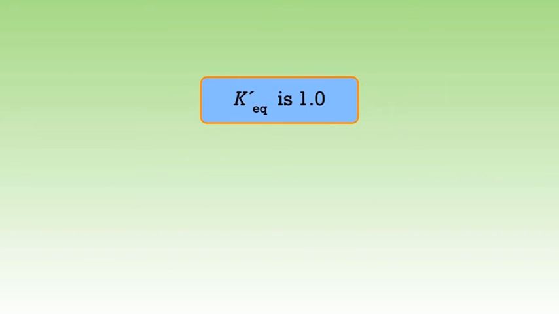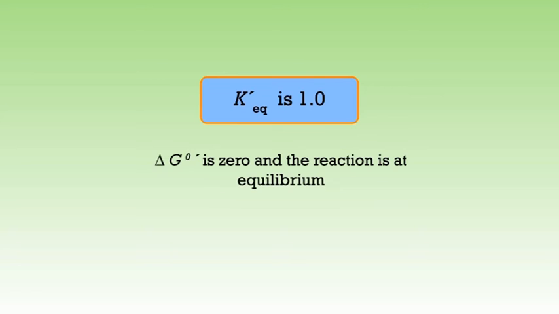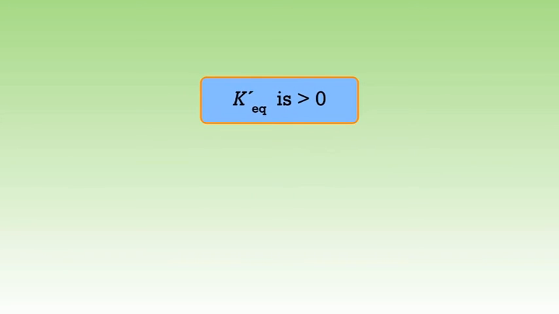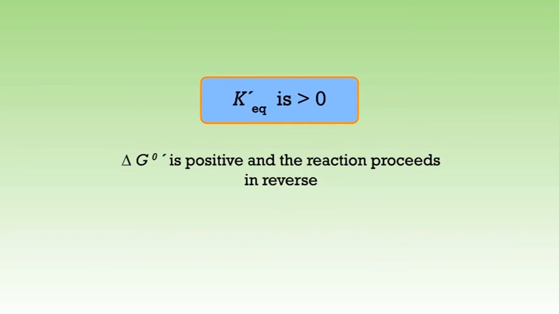When K prime eq is 1, the standard free energy change, delta G naught prime, is 0 and the reaction is at equilibrium. When the equilibrium constant, K prime eq, is greater than 0, then the standard free energy change is positive and the reaction proceeds in reverse.